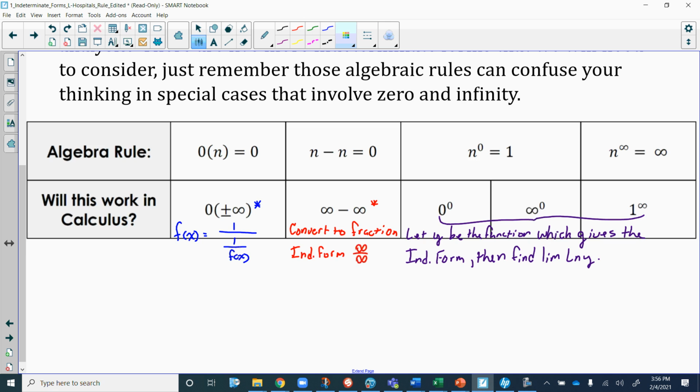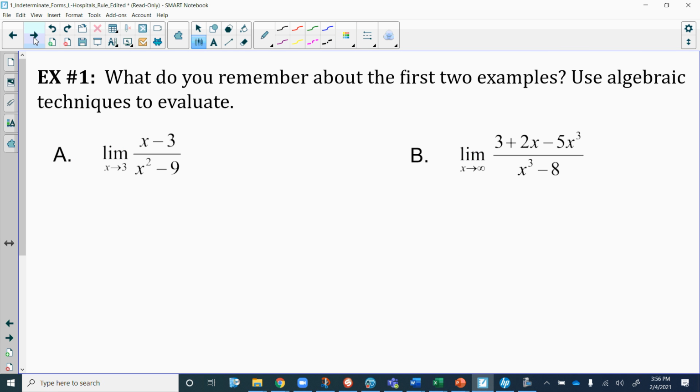But here, these are two examples that I want you to go ahead and work on first. Pause the video, work out the limit for both of these algebraically using L'Hopital's rule, and see what you're able to get. And when you're ready, hit play and check your work with mine.